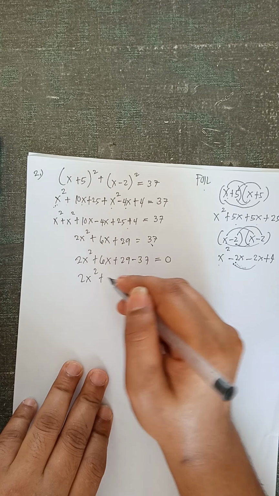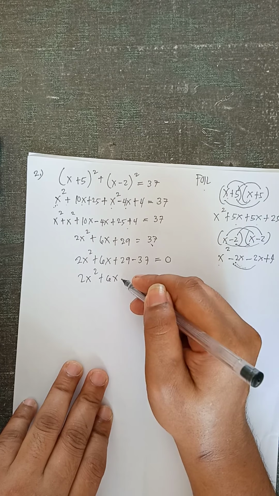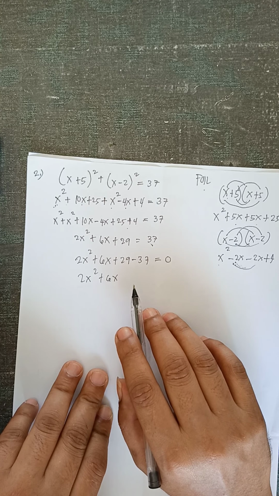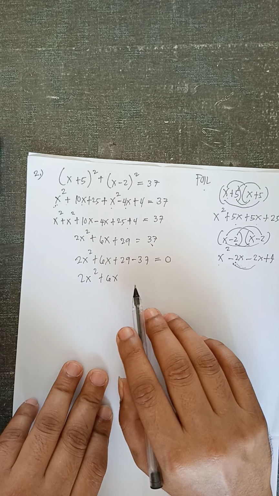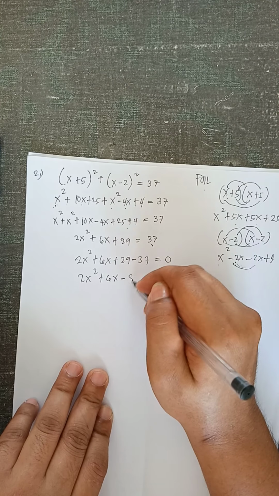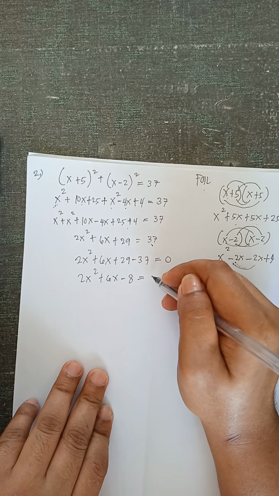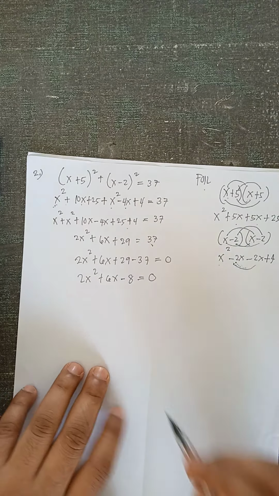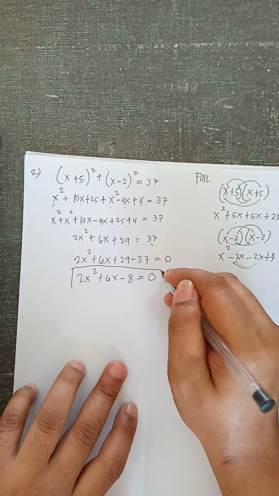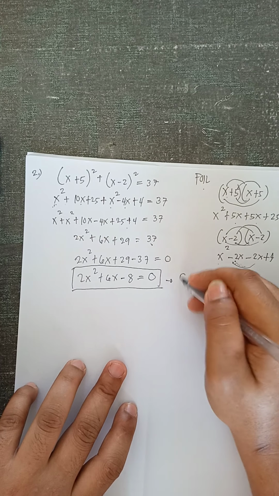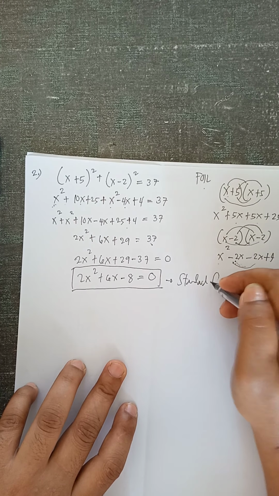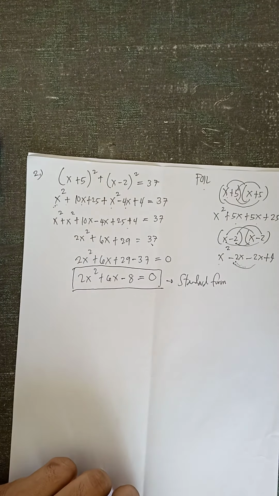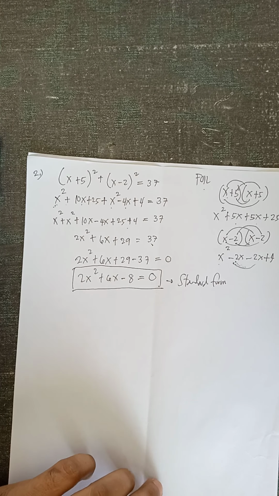We have 2x squared plus 6x. What is 29 minus 37? We have negative 8 equals 0. So this is in standard form. We have now made it into standard form, so therefore we can get its roots, or the values of x.